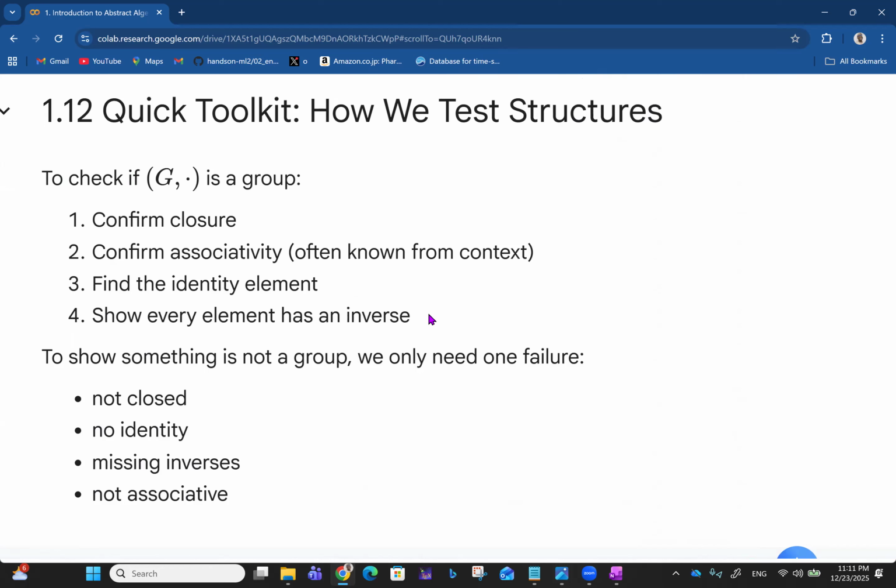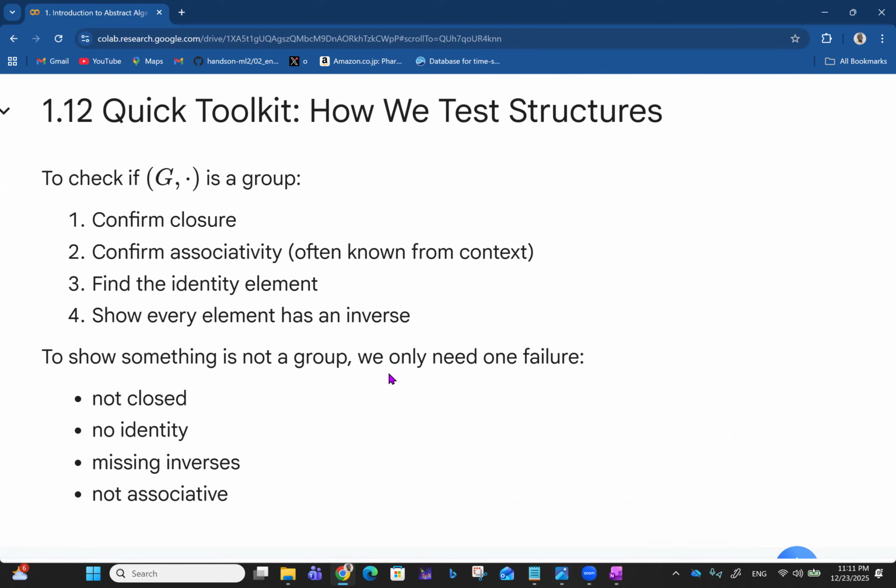And we established that under addition, the identity element is zero, and the inverse is the negative, the opposite sign of whatever the original element is. For multiplication, the identity is 1, and the inverse is the reciprocal of whatever element you're dealing with.